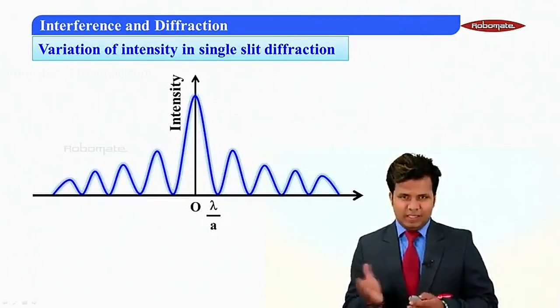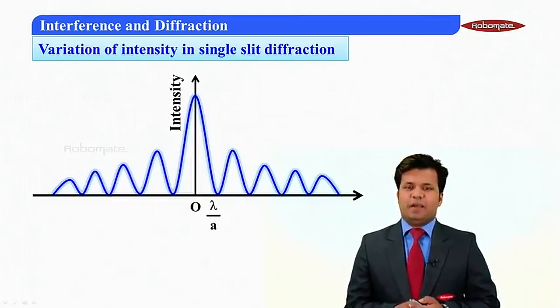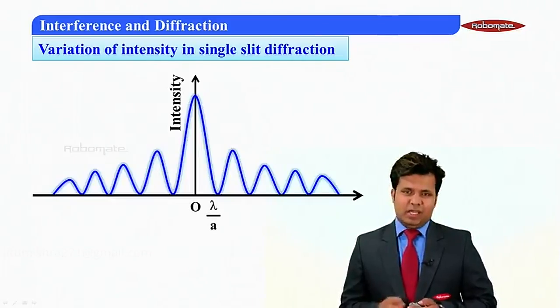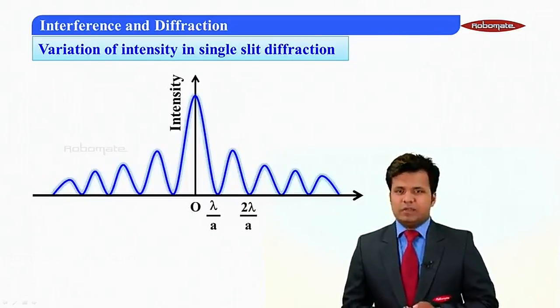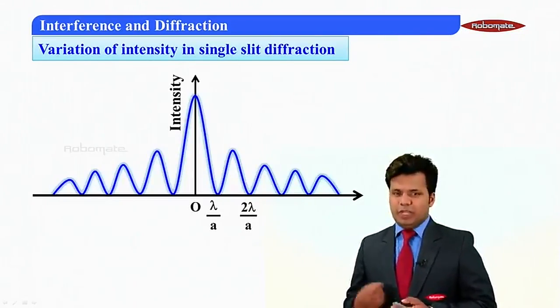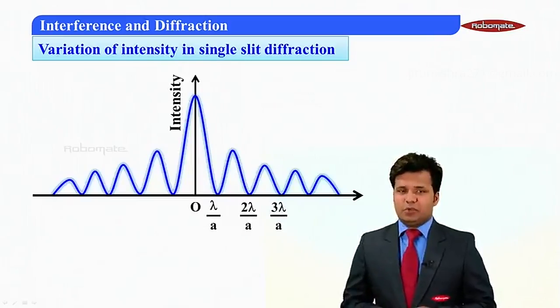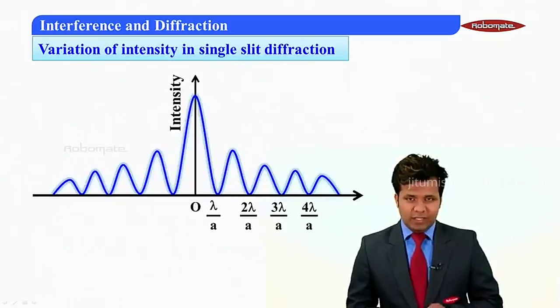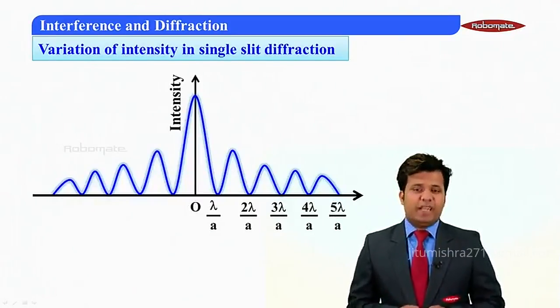Just look at the first point here. It's at a distance of lambda by a from the origin, and as the widths are going to be constant, we can say that the next point is going to be 2 lambda by a, and after this it would be 3 lambda by a, and after this it would be 4 lambda by a, and the last one would be 5 lambda by a.